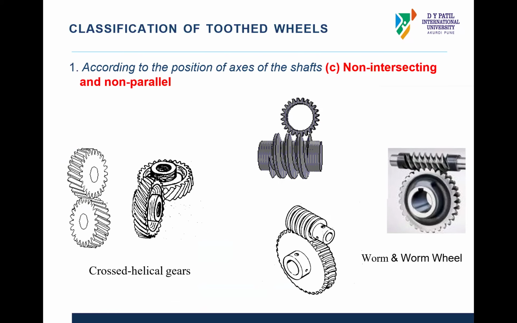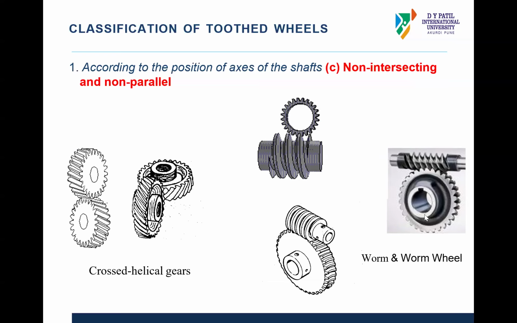Then next, if you have non-intersecting and non-parallel axes, then at that time we have this cross helical gear. Then we have worm and worm wheel gear. This part is known as worm and this is worm wheel. So this worm is driving that worm wheel. Again, it has specific motion. Whenever we are using this combination of worm and worm wheel, it has a fixed structure. So this movement will get locked, and there will not be any reversible motion between worm and worm wheel. We have only single directional definite movement which we can achieve with the help of this combination of worm and worm wheel.